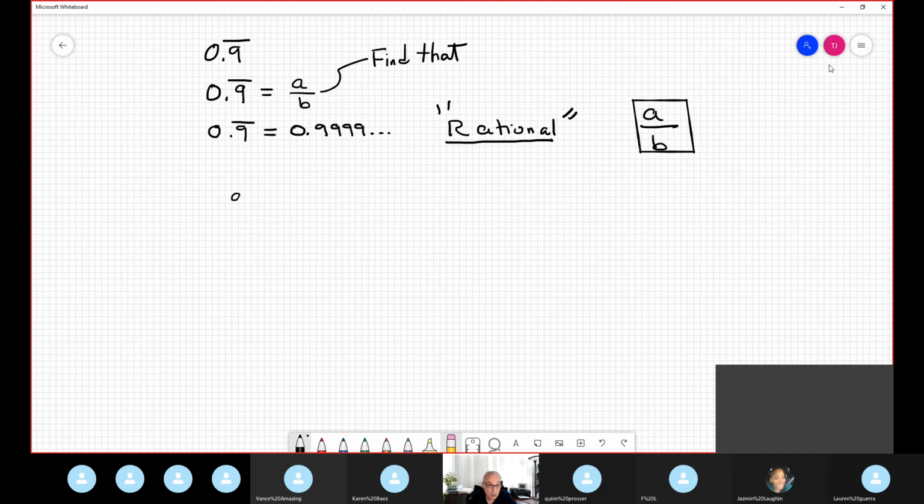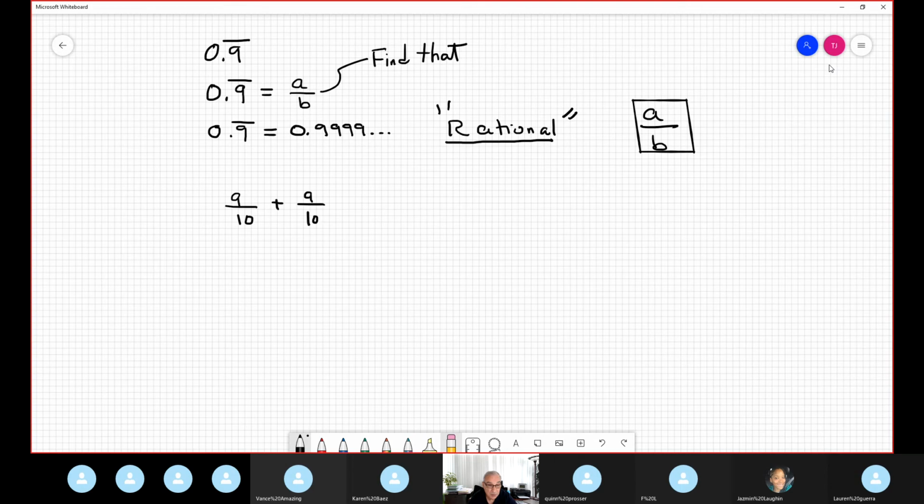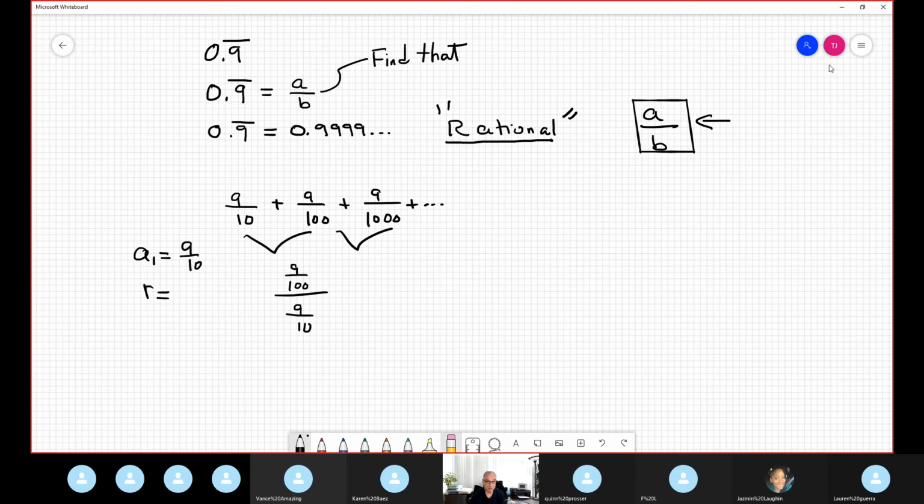Sean says, well, okay, this is 9 over 10 plus 9 over 100 plus 9 over 1,000 plus and so on. Okay, but I need you to try to condense this infinite sum into only one fraction. Is it possible or impossible? Well, it's possible when the series converges. So, identification: A1 is 9 over 10, and the common ratio is this divided by this, 9 over 100 divided by 9 over 10. That is 9 over 100 times 10 over 9. Cancel out the 9, it's 1 over 10.